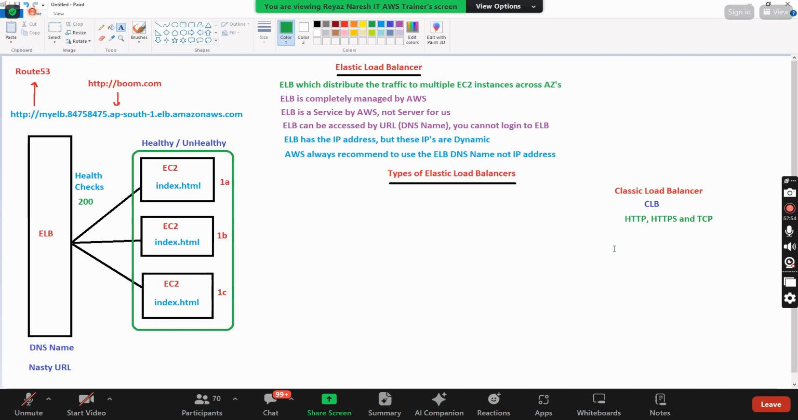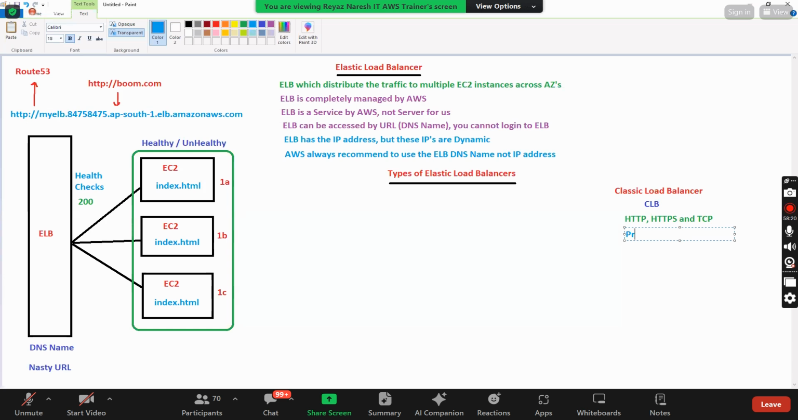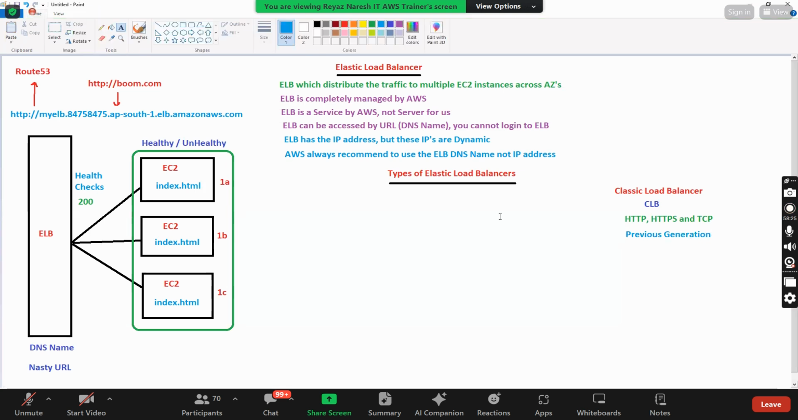What is the first load balancer that was created by AWS? Classic load balancer. On which protocol is it working? HTTP, HTTPS, and TCP. Due to so many problems and issues, AWS came up with new load balancers, and as the new ones came, this has become the previous generation. Which one? It's a previous generation load balancer.